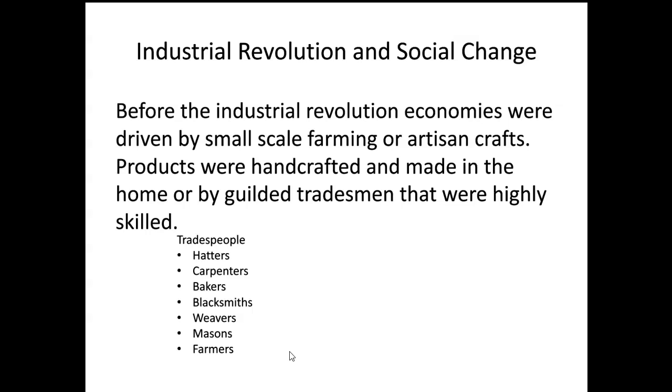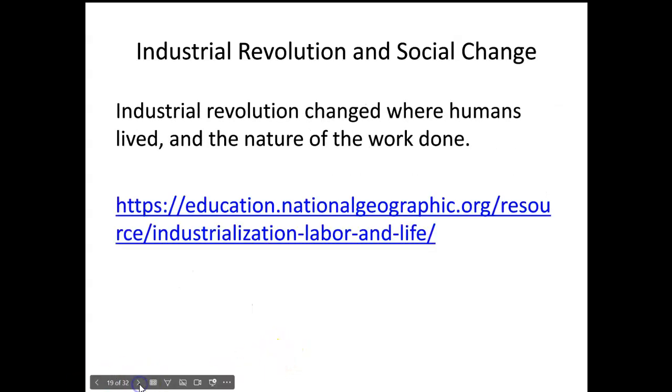the journeyman, the master journeyman, or the master craftsman, or you would strike out on your own and try to do it on your own.